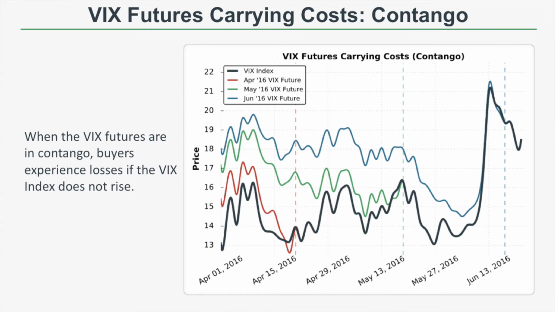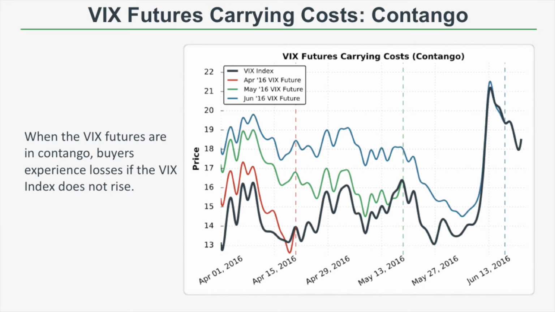So let's start with carrying costs when the VIX futures curve is in contango. Now, contango is when longer-term VIX futures contracts are trading at a premium to shorter-term VIX futures contracts. So if we look at the very first point on this graph, we can see that the VIX index is around 13.